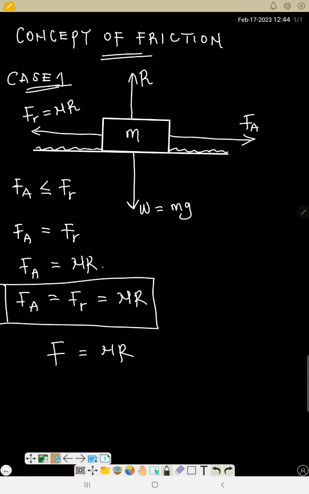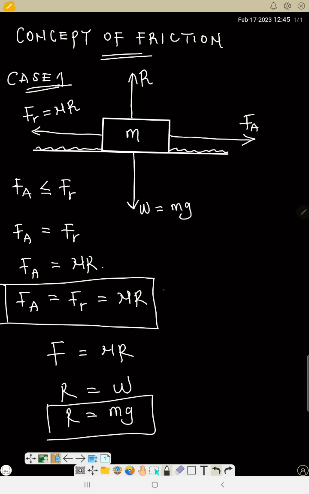What is now R? Weight is acting downward. So if this object does not move, then R will also be equal to the weight. Again, if the object does not move, applied force will be equal to frictional force here. And again, your weight will be equal to the normal reaction. So that means, since weight is mg, normal reaction is also mg. So from here, this formula becomes F is equal to mu mg, that is mu R. R is now mg, so F can be mu mg.